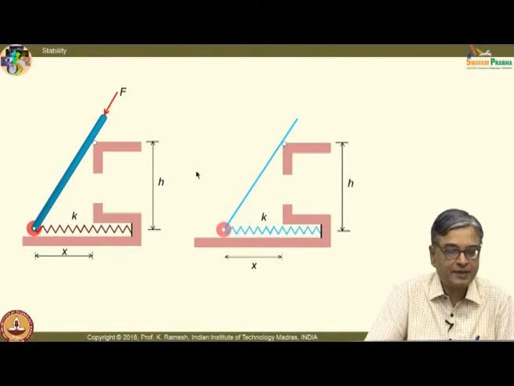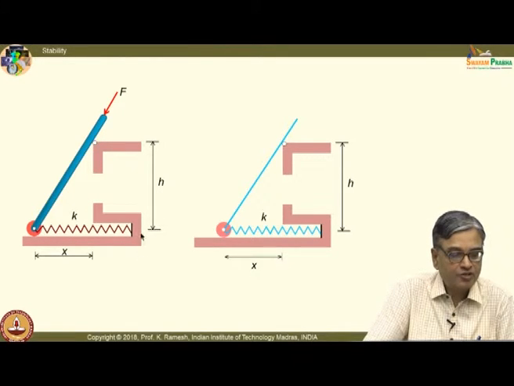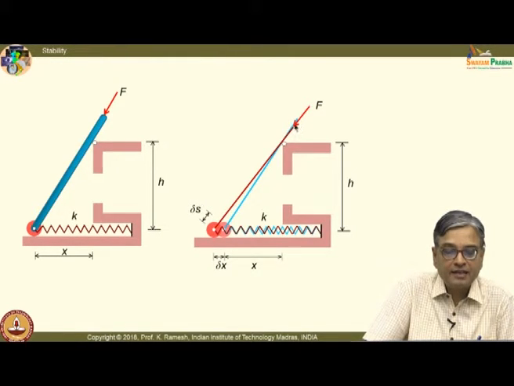So, the first aspect is, we have to visualize when I apply the force, what happens to the system. I think it is also stated in the problem, when x is 0, spring is unstretched. That is also given in the problem statement. Now, let me give a small virtual displacement to it. You have to recognize that this link also will move.